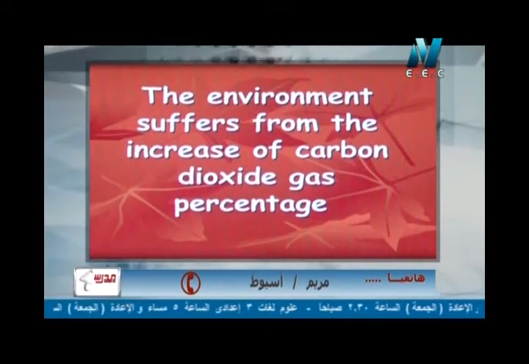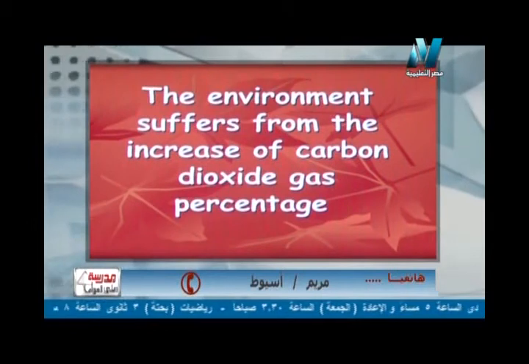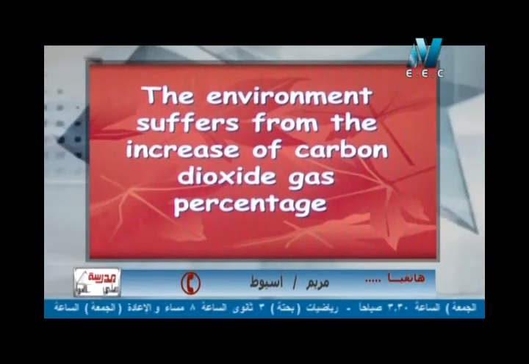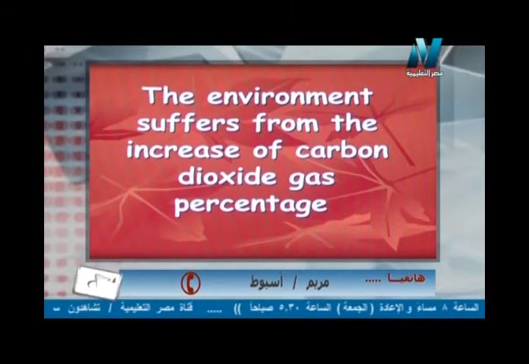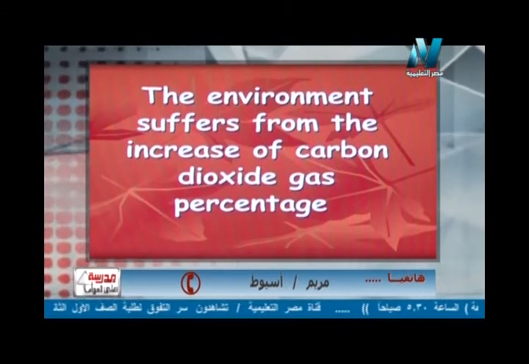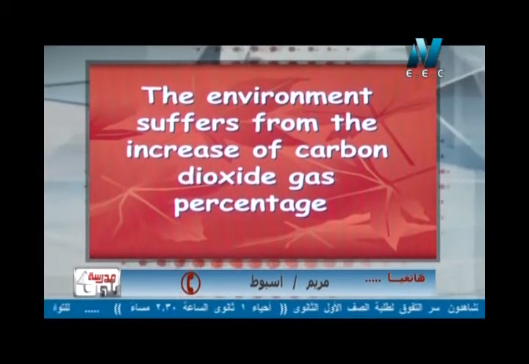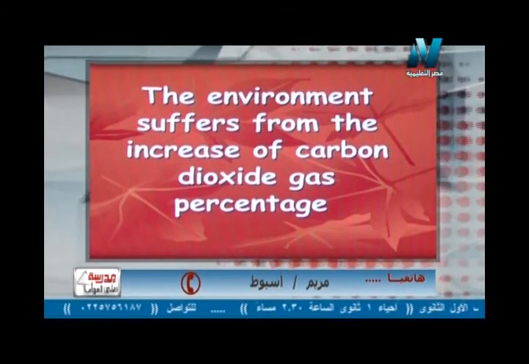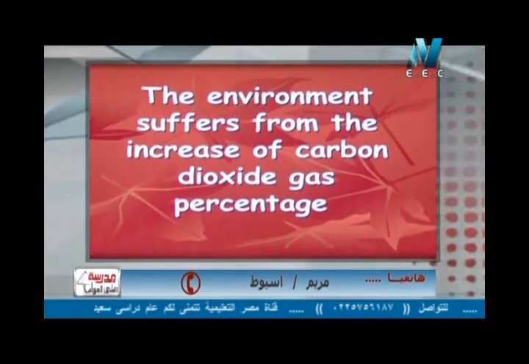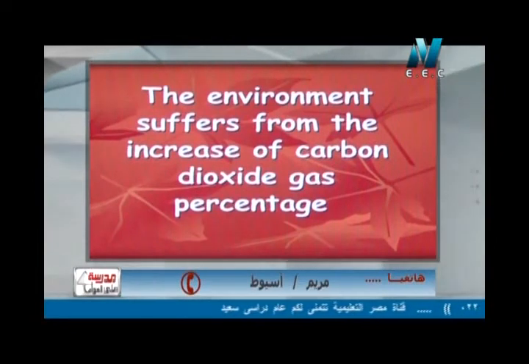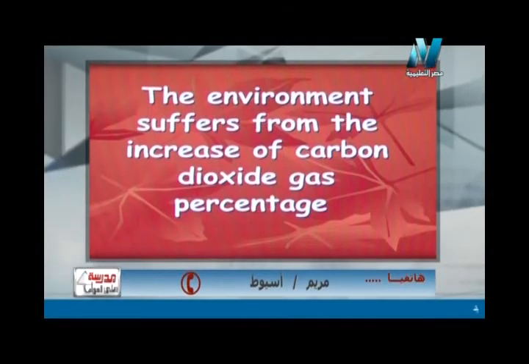Another question, Mariam. The question says the environment suffers from the increase of carbon dioxide gas percentage. Environment suffers from the increase in carbon dioxide. I want to know the problem that happens because of the increase of carbon dioxide, not why carbon dioxide increases. If CO2 increases, what problem can happen to me from that?